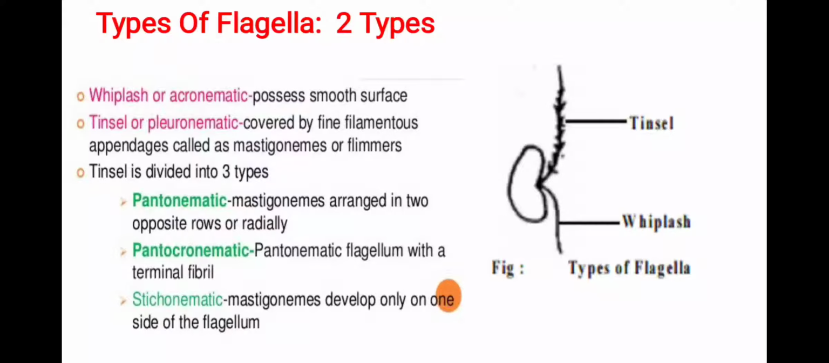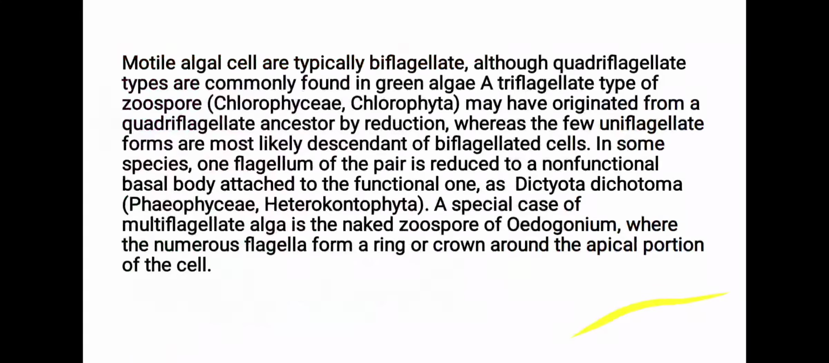First one is pantonematic. Here, mastigonemes are arranged in two opposite rows or radially. Second one is pantoacronematic. Here, pantonematic flagellum is with the terminal fibril. Third one is stichonematic. Here, mastigonemes develop only on one side of the flagellum.